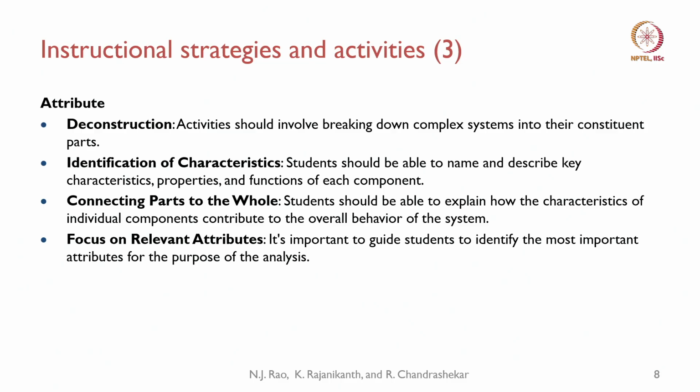Okay. Connecting parts to the whole. Students should be able to explain how the characteristics of individual components contribute to the overall behavior of the system. Let's say I identify 10 components and I first record what are the characteristics or properties and functions that I need to worry about in a given system. Then in the third, I can create a table. In the third column, we can say from your understanding, which part influences the output in what way, if you can record that.